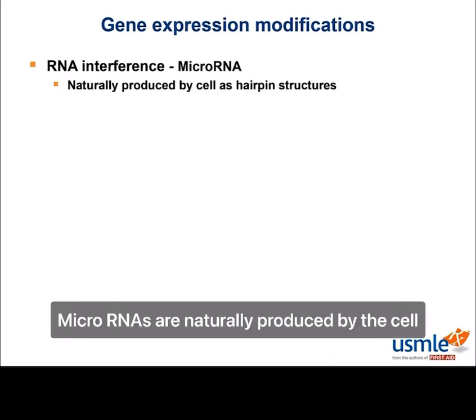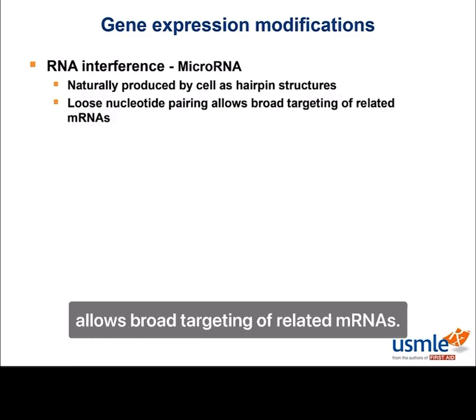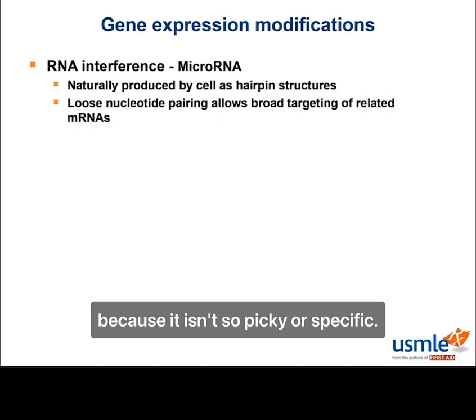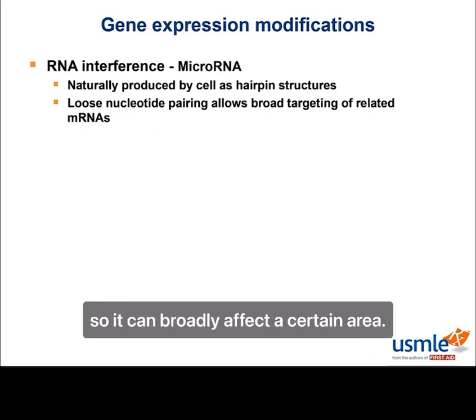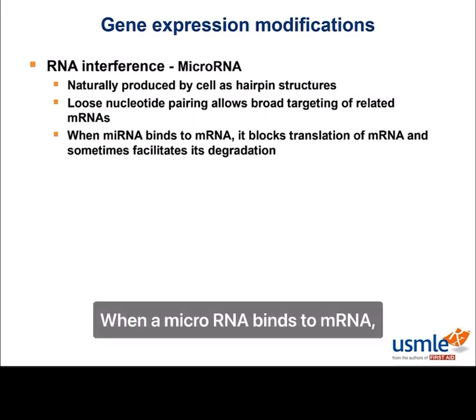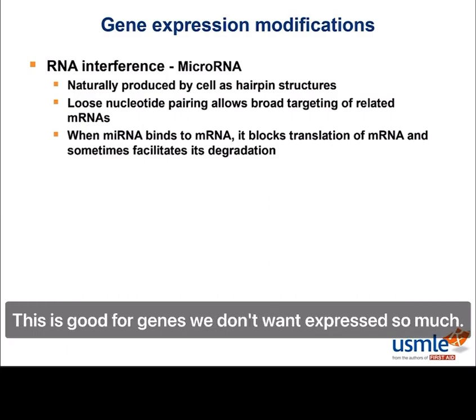MicroRNAs are naturally produced by the cell as hairpin structures, and loose nucleotide pairing allows broad targeting of related mRNAs. Now, this is important because it isn't so picky or specific. There is loose pairing, so it can broadly affect a certain area. When a microRNA binds to mRNA, it blocks translation of mRNA and sometimes facilitates its degradation. This is good for genes we don't want expressed so much.